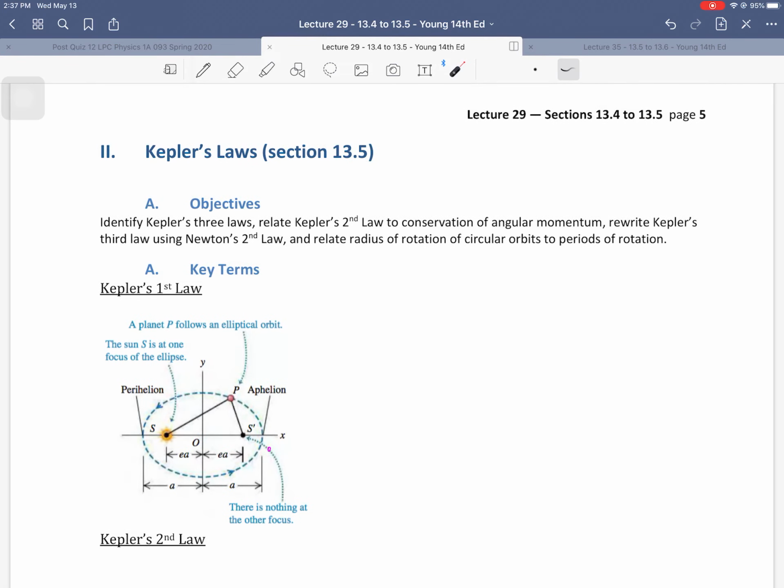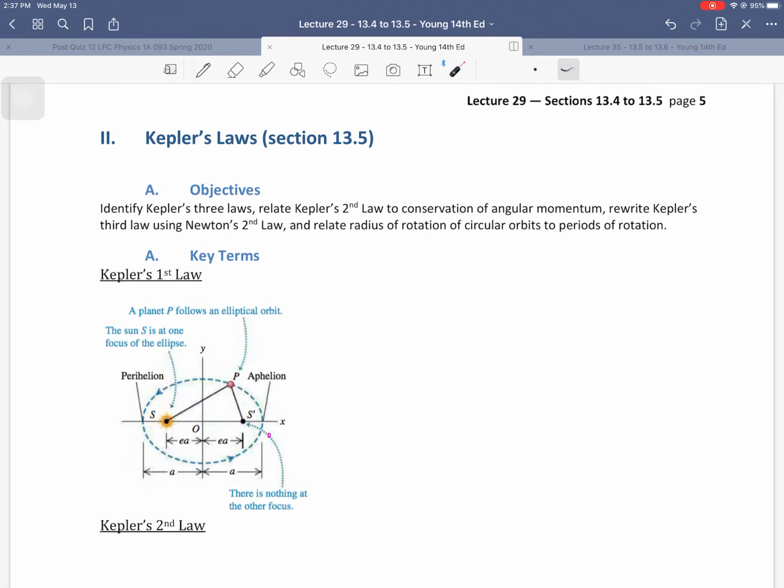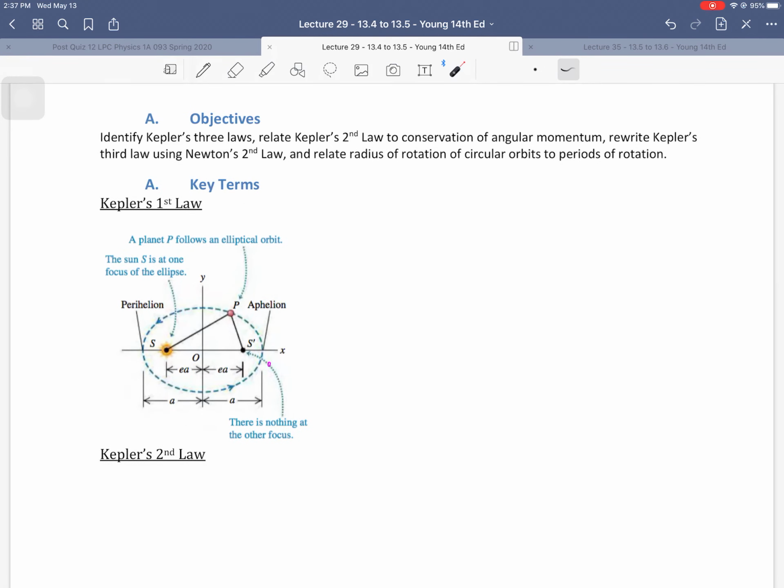Okay, so we're not going to do any examples in this lecture. I'm simply going to introduce the ideas. I don't have any examples illustrating numerical approaches to Kepler's laws because you are not accountable for that information, but instead just need to be able to identify what the three laws are in a conceptual sense. Okay, so let's get to it.